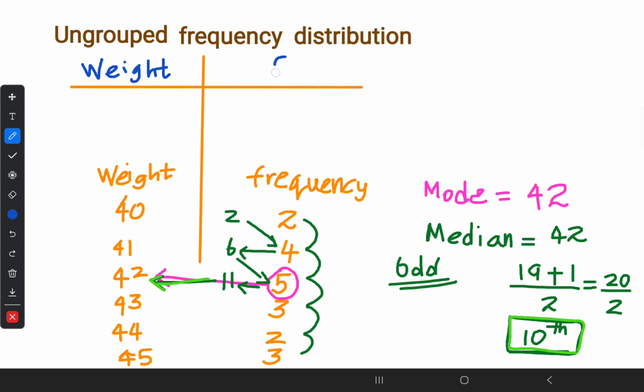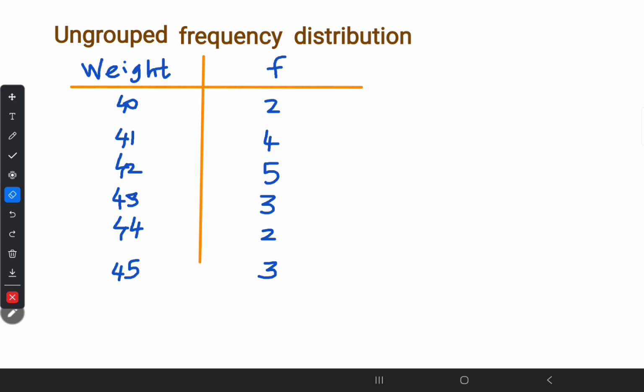Initially weight, then frequency. Usually we use the simple letter F to denote frequency. Up to now we discussed how to find the mode. That means by looking at the table directly you can find which has the highest frequency. That would be our mode. And the median case also we know. The next thing is how to find the mean, that means the average of this data distribution.